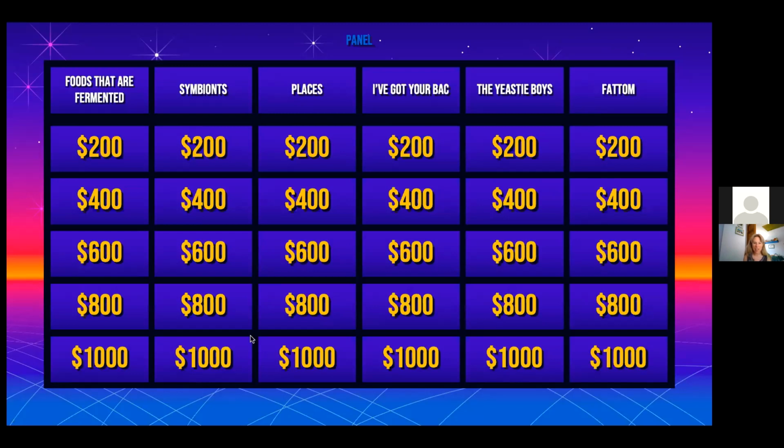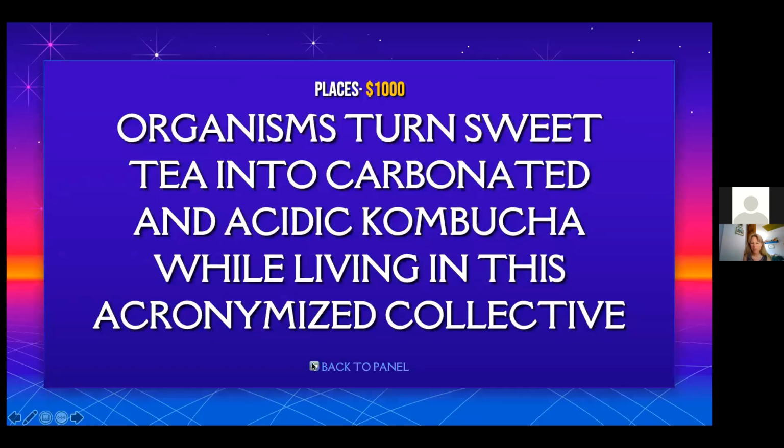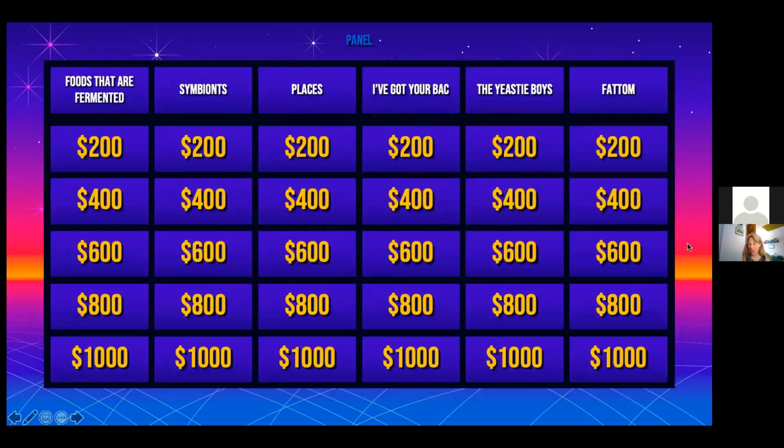Places, 4,000. Organisms turn sweet tea into carbonated and acidic kombucha while living in this acronymized collective. So I'm looking for the place the organisms are. Levi says SCOBY. Yes. Excellent. Nice. Next category, dollar amount.